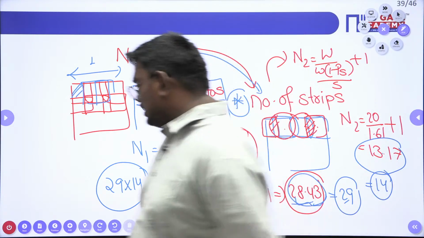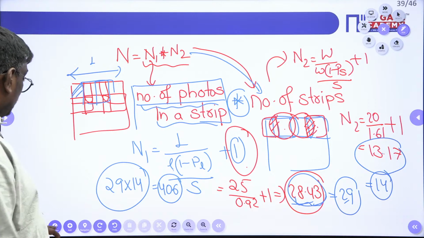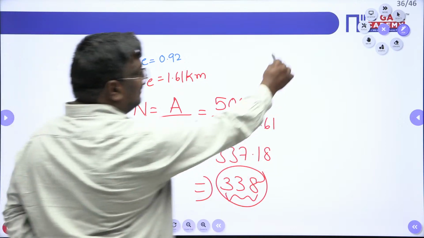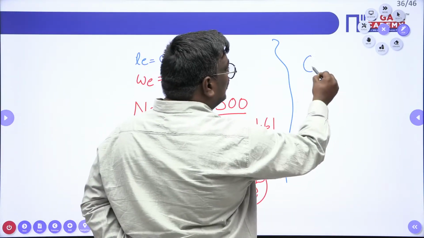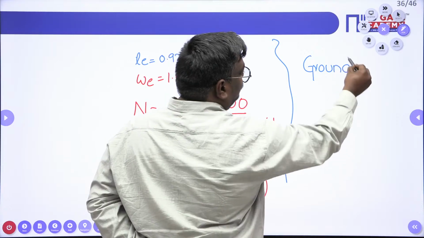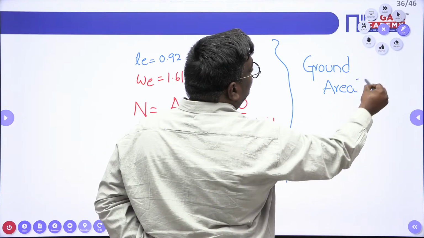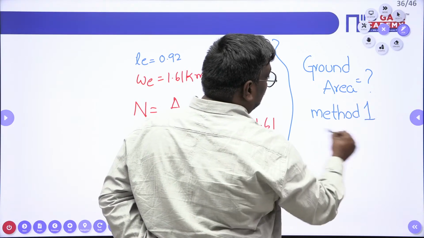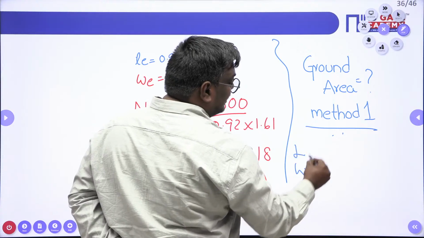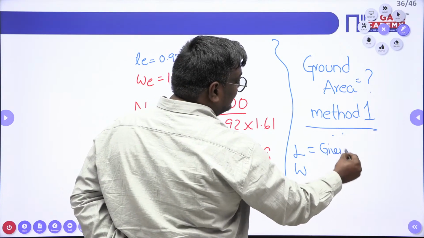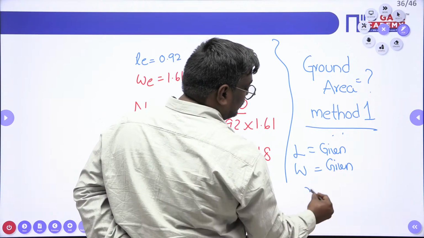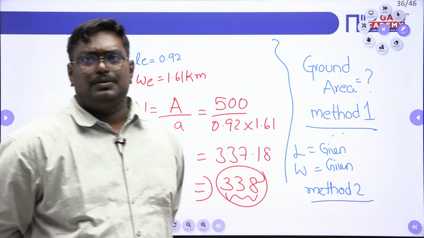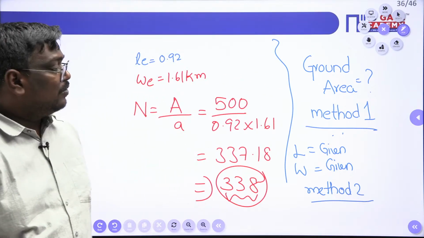Sir, which method can be used in the exam? Beautiful question, Chandu. I will tell you one important thing. The question is, if the ground area is given, then go with method 1. You should solve the problem using method 1. Instead of that, if the length and width are given, go with method 2. Agree, Chandu? Chandu, can you quickly answer me, when they give you length and width?